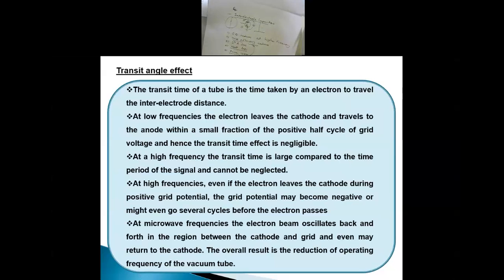But at a high frequency, the transit time will be comparable to the period of the signal, because the distance is small at a high frequency. So because of that particular transit time, it depends on the distance and the time required for this particular cycle.